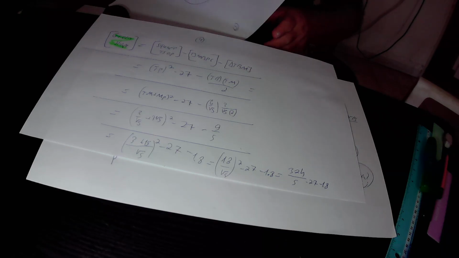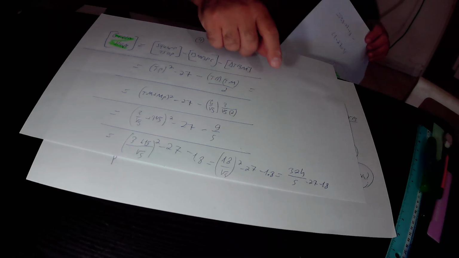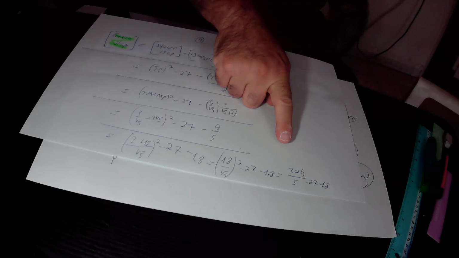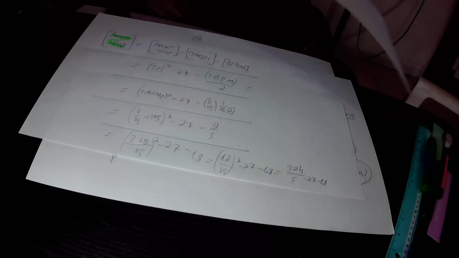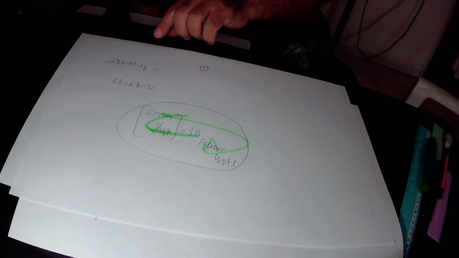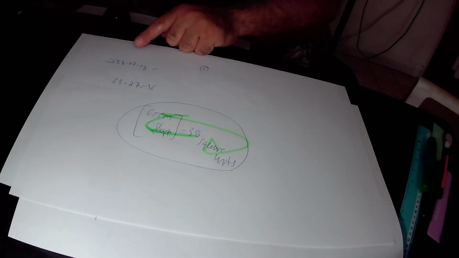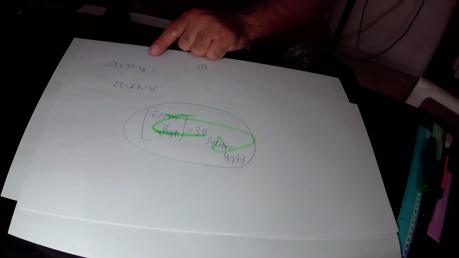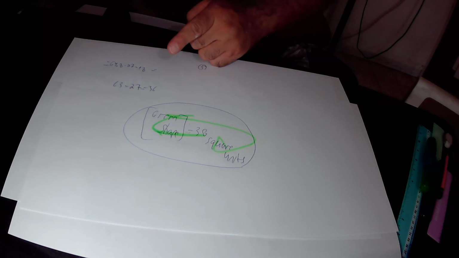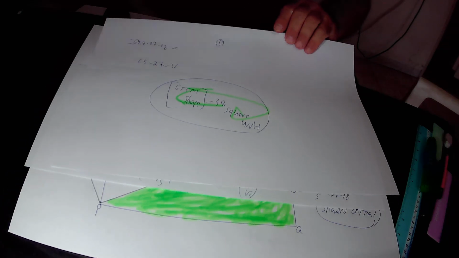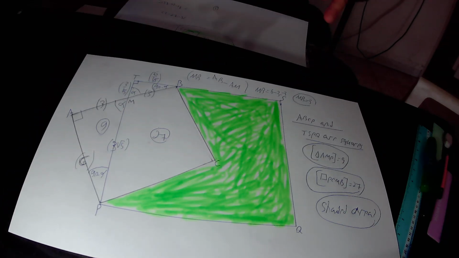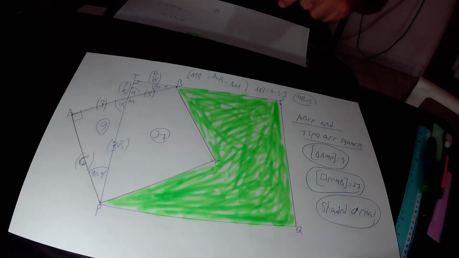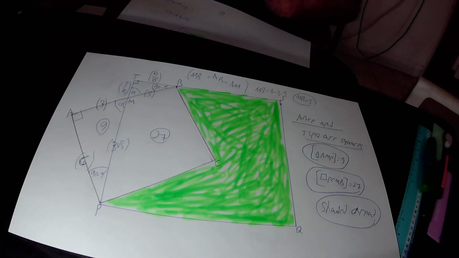324 over 5 is 64.8. So in total we are left with 64.8, minus 27, minus 1.8. 64.8 minus 1.8 is 63, and 63 minus 27 is 36. So the area that we are looking for in this question, that is the area of this green shape, equals 36 square units.